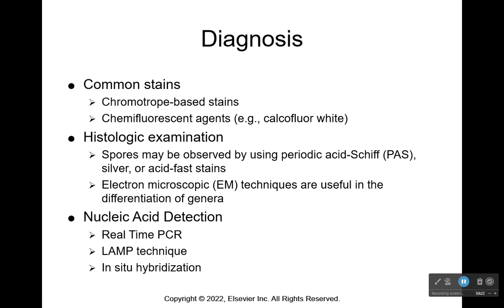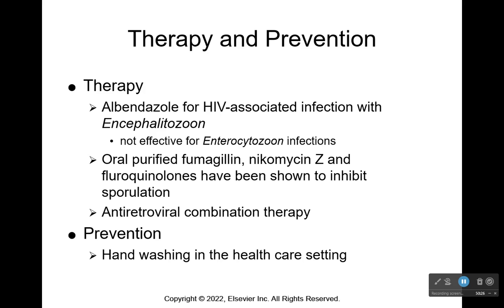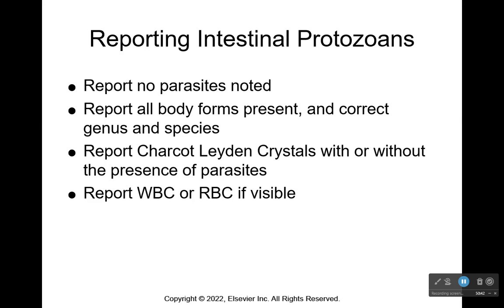These are usually found through stains, histologic stains, molecular testing. There are different forms of therapy. A lot of times these are associated with people that are immunocompromised, that have HIV, and here's a list of drugs. Very important in the healthcare setting.